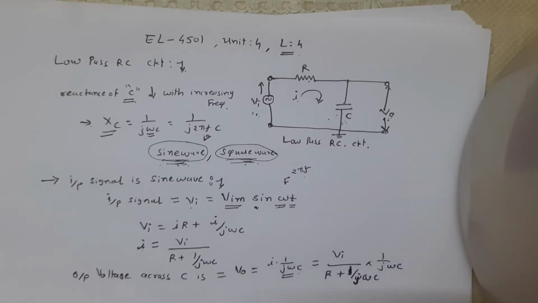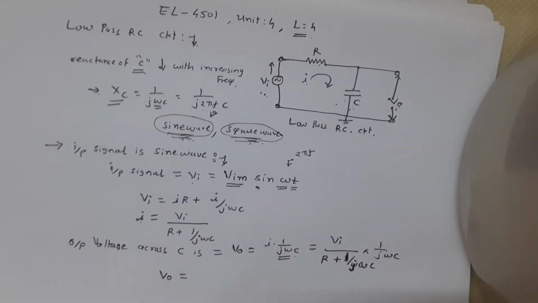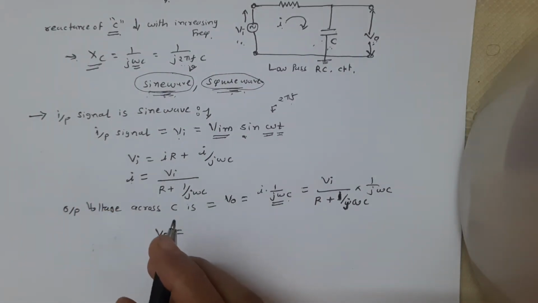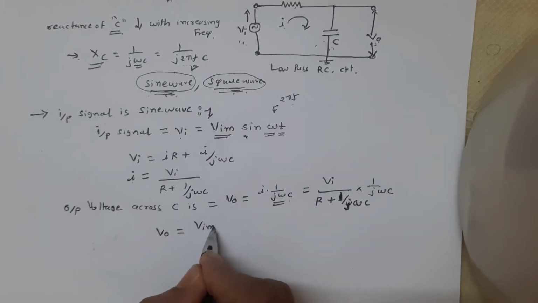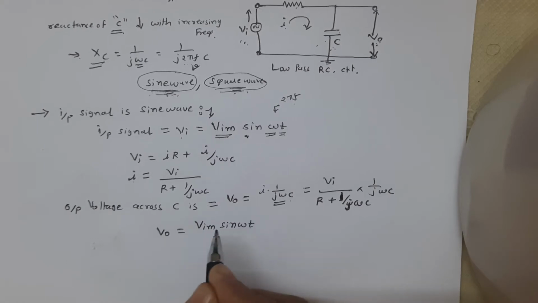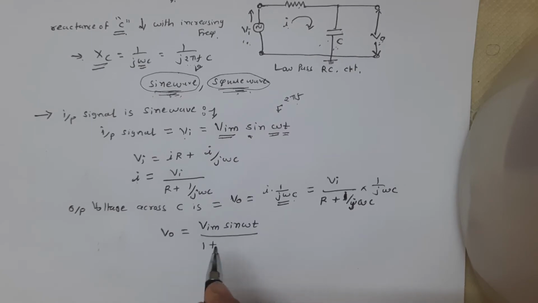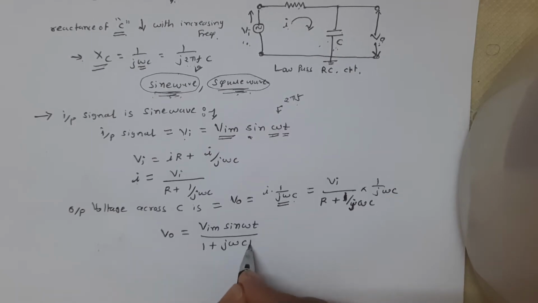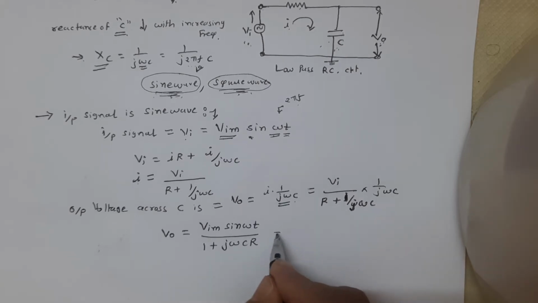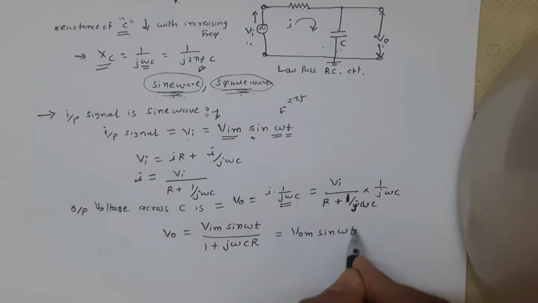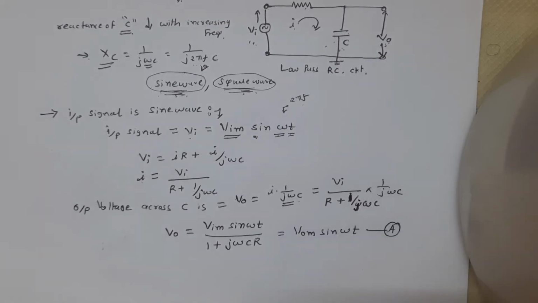So finally we get Vo is equal to Vim sin omega t upon 1 plus j omega CR, and this is equal to nothing but Vom sin omega t. This is our equation A.